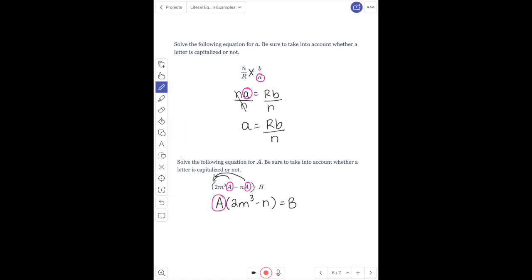In order to solve for that, I have a times this whole parentheses. So since I have a times the whole parentheses, I'm going to divide by the whole parentheses. And then since I divided by the whole parentheses, it's gone on the left-hand side. And I now have b divided by 2m cubed minus n for a.